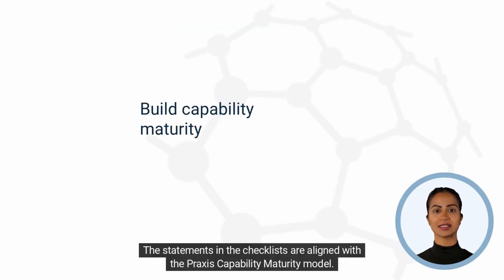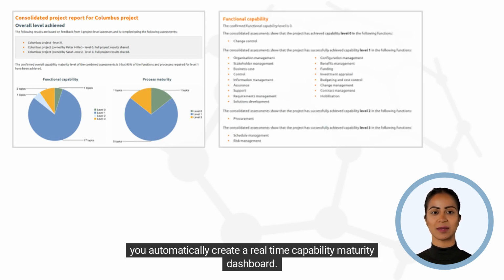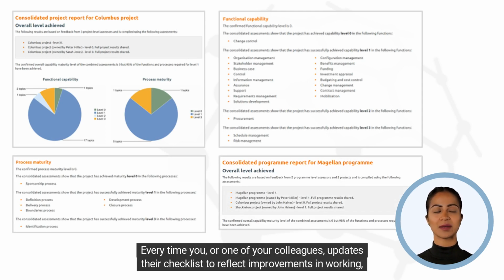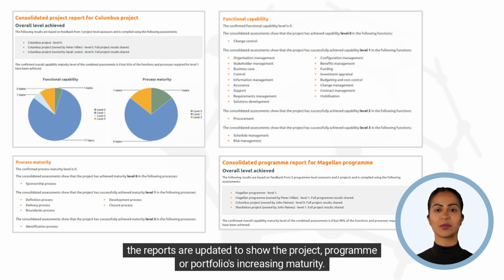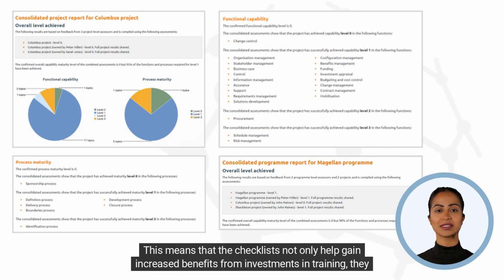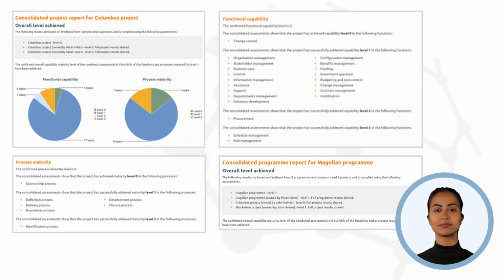The statements in the checklists are aligned with the Praxis capability maturity model. As you use the checklist to enhance your own application of good practice and develop that common team purpose, you automatically create a real-time capability maturity dashboard. Every time you or one of your colleagues updates their checklist to reflect improvements in working, the reports are updated to show the project, program or portfolio's increasing maturity. This means that the checklists not only help gain increased benefits from investments in training, they also help build effective teams and develop organizational maturity from the bottom up.